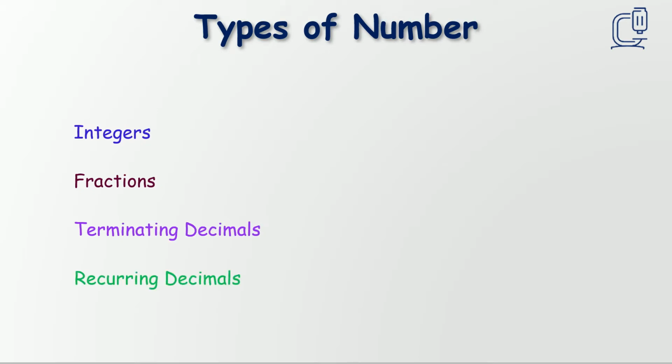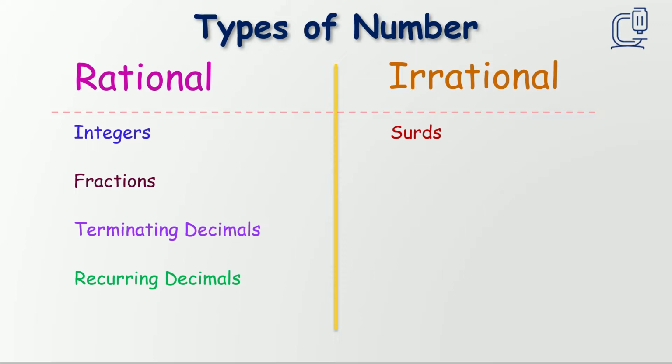In this video I would like to discuss different types of number. When discussing any maths, it's important to know the definitions of these different types of numbers. The types of numbers that are important are integers, fractions, terminating decimals, recurring decimals, and surds. Now these types of numbers can be split into two categories, rational and irrational. Let's go through each type of these numbers.